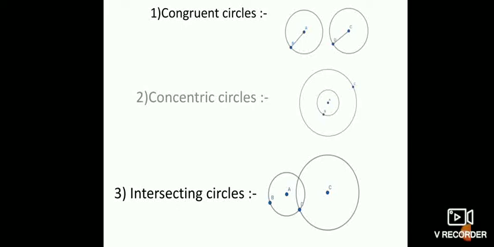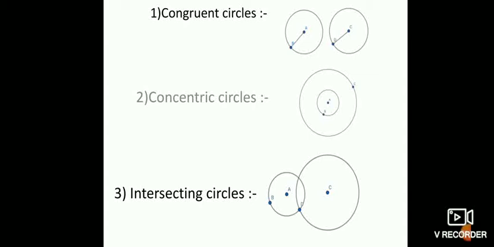Then the concentric circles. Concentric means having a common center. Circles having a common center are called concentric circles. In the given figure, two circles are given having the same center.